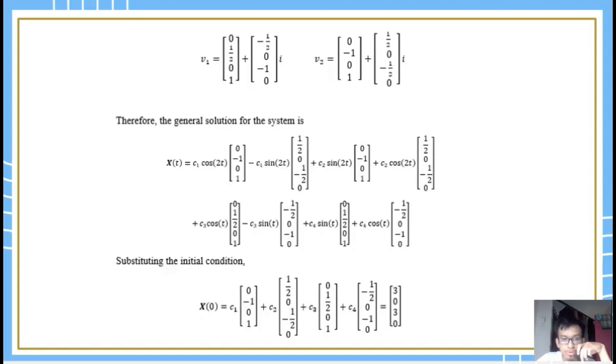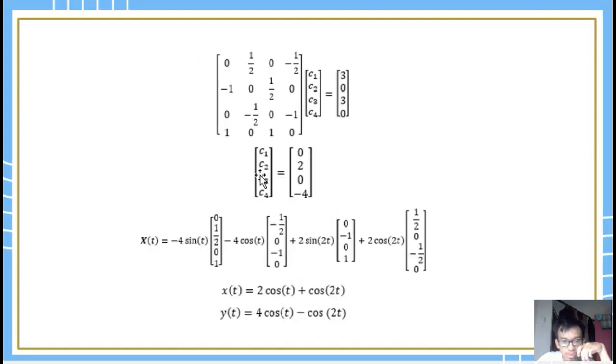And then we have the eigenvector, which is this one, and the general solution of the system is this one. We have the general solution. So now we need to find the exact solution. In order to do so, we need to substitute the initial conditions. This is the initial condition.